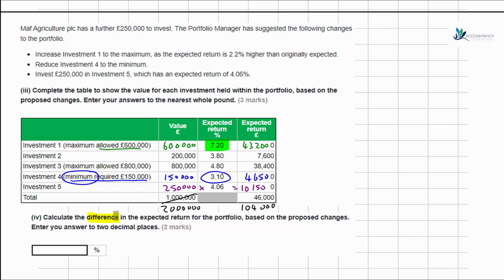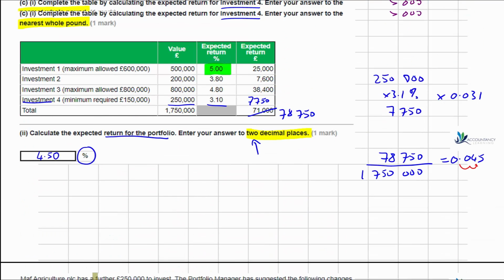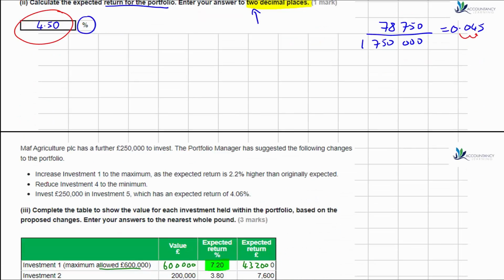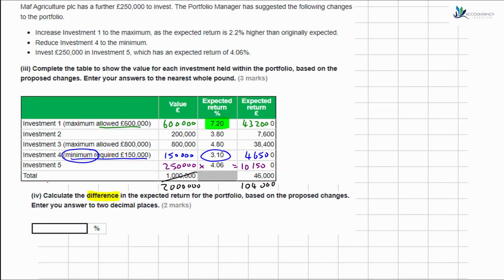The last part of the question asks us to calculate the difference in the expected return. So notice it's the difference in the expected return, not simply what the expected return is. Remember, we had to work out the expected return in the previous part of the question, so the examiner knows we can do that bit okay, but now we're looking at the difference. And it's telling us, again, to express our answer to 2 decimal places.